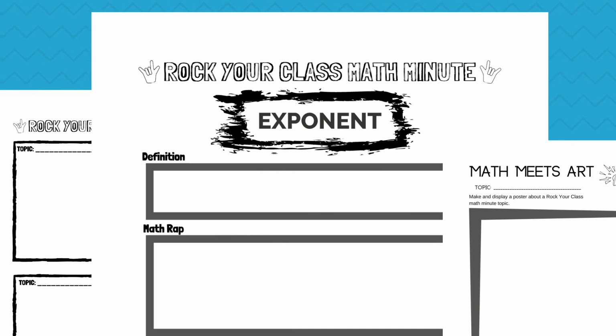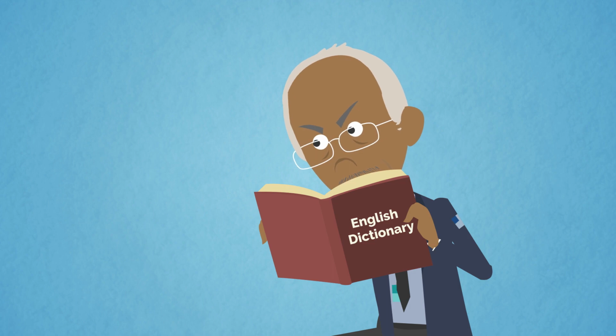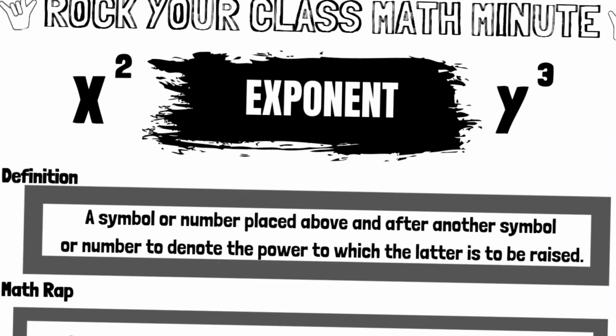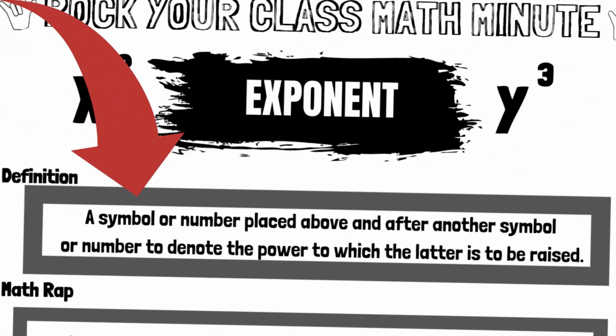Exponent. What does the dictionary say? A symbol or number placed above and after another symbol or number to denote the power to which the latter is to be raised.